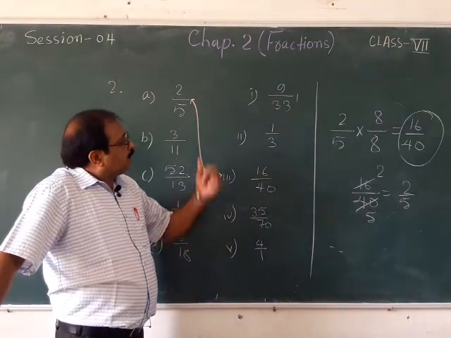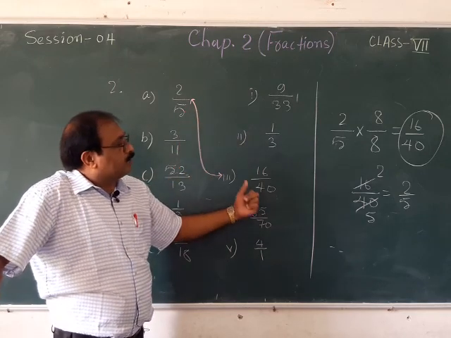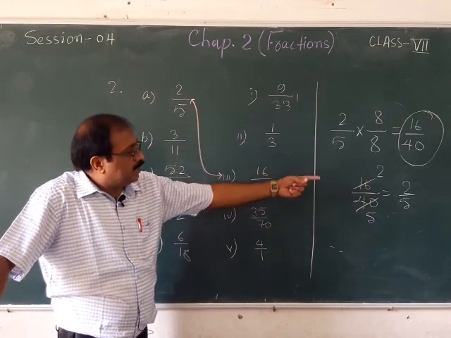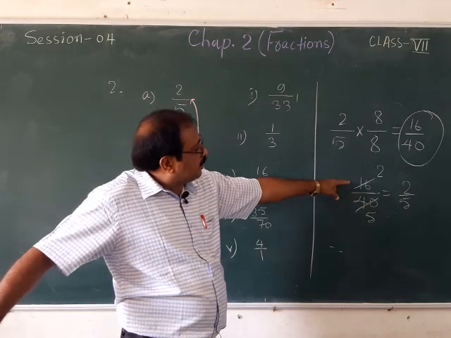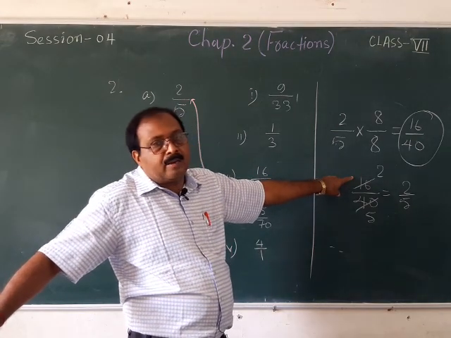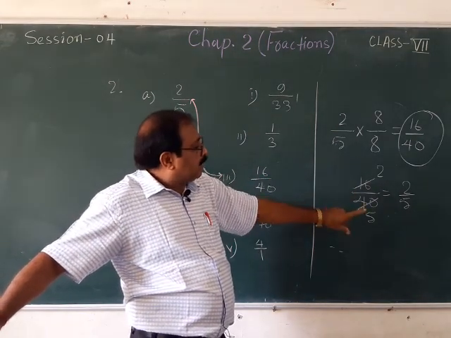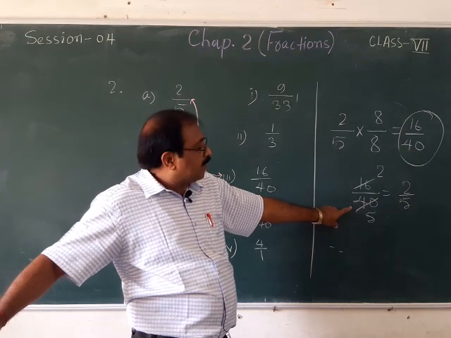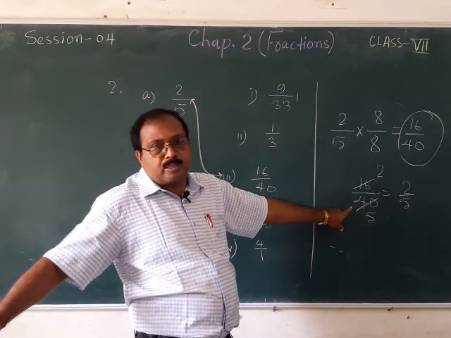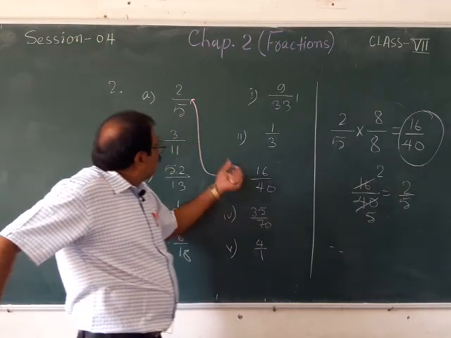First one is there by multiplication, and second one is there by division. If you divide this number 16 by 8, then the resultant number is coming 2, and if you are dividing 40 by 8, the resultant number is coming 5. So in this way you can see that both are matching.